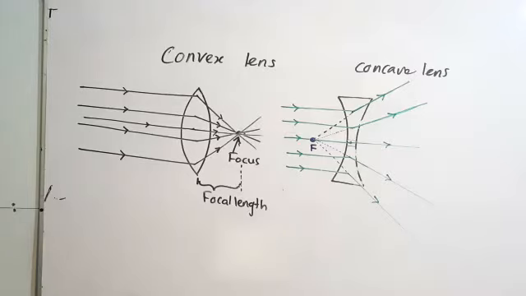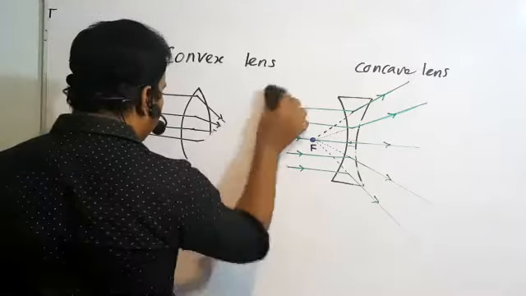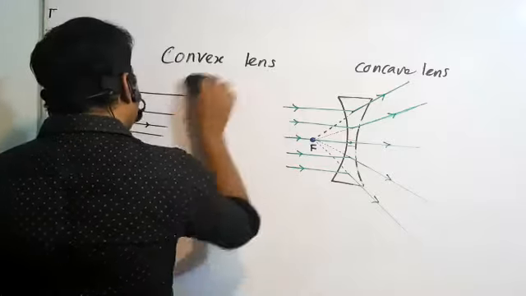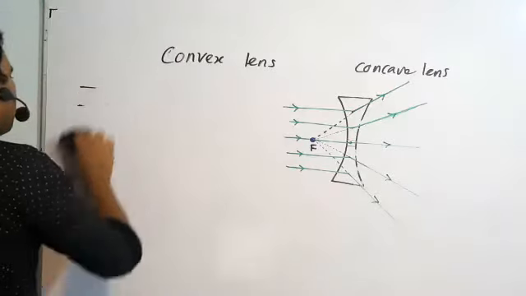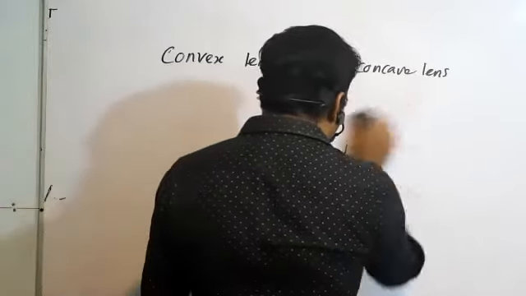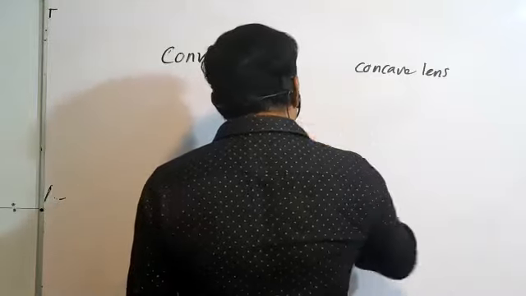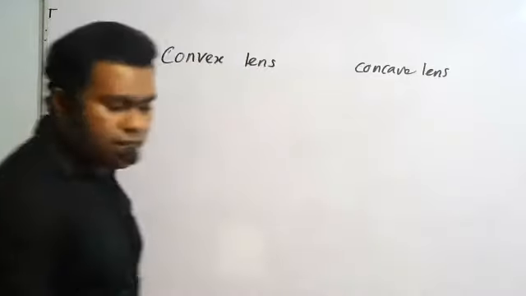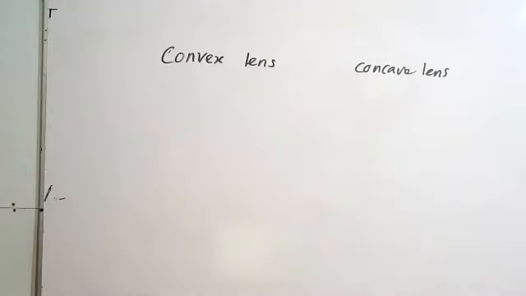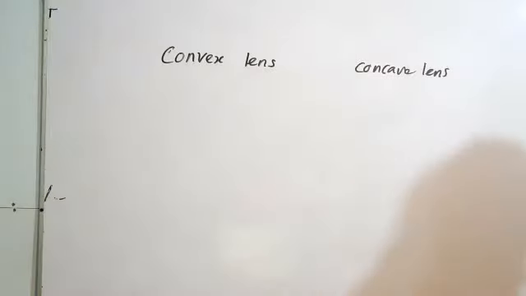So convex lens and concave lens. Next point, take down. Out of the 2 types of lenses, eye lens is a concave lens. A concave.